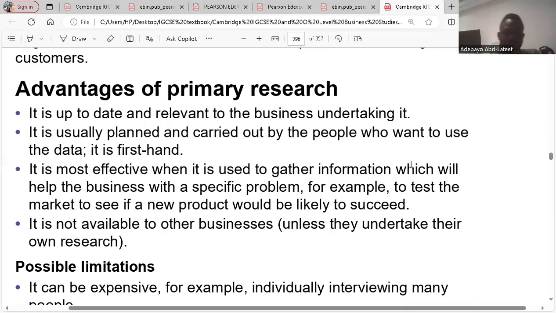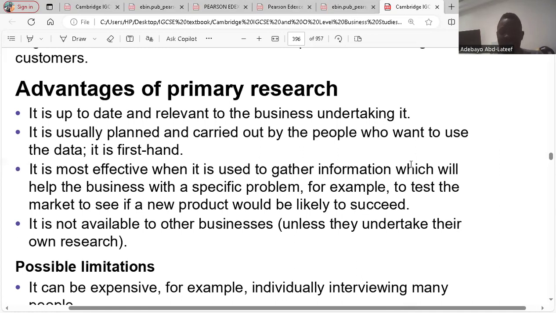Number three, it is most effective when it is used to gather information which will help the business with a specific problem. For example, to test the market, to see if a new product would be likely to succeed. So it is most effective when you gather information that will help your business solve a specific problem, because whatever information you get at that time, you would have gotten to answer those questions that were the problems.